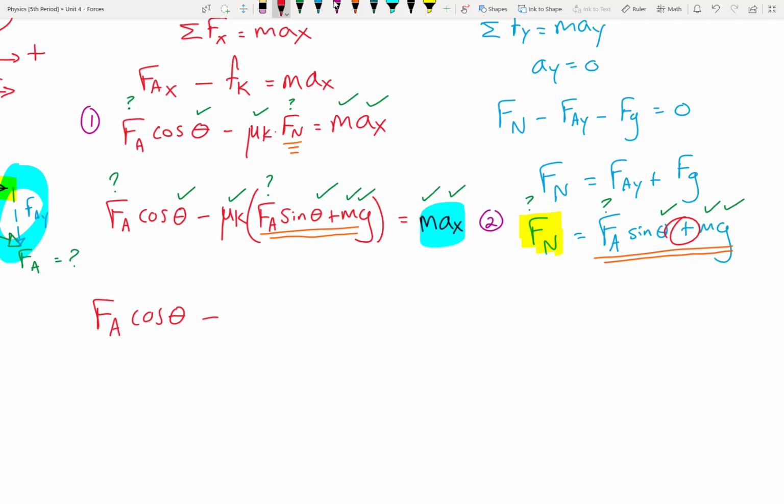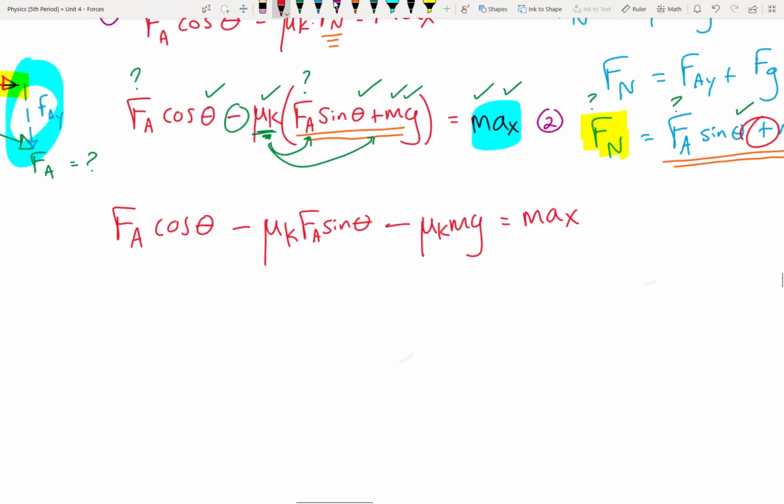We've got to be careful with our plus and minus signs. We're distributing this mu k inside again, but it's a minus mu k. So he's got a minus sign right there. You gotta be careful. So we got minus mu k FA sine theta minus mu k mg equals max. Careful.